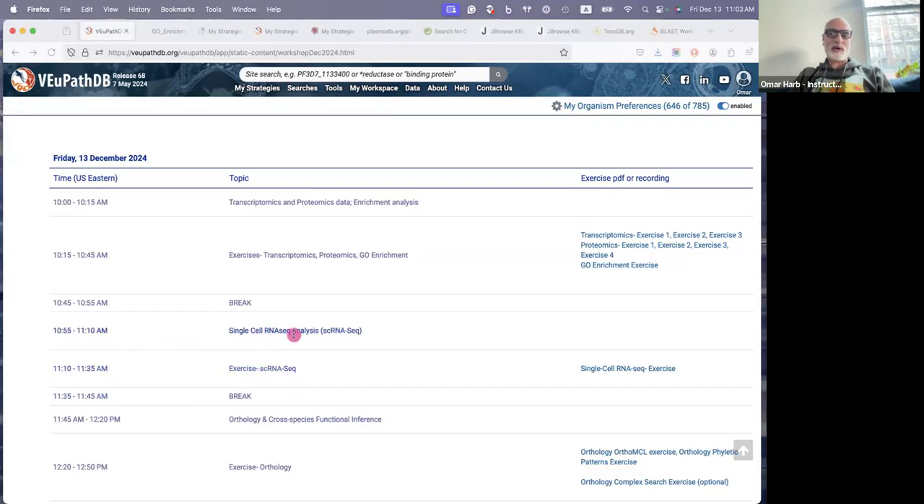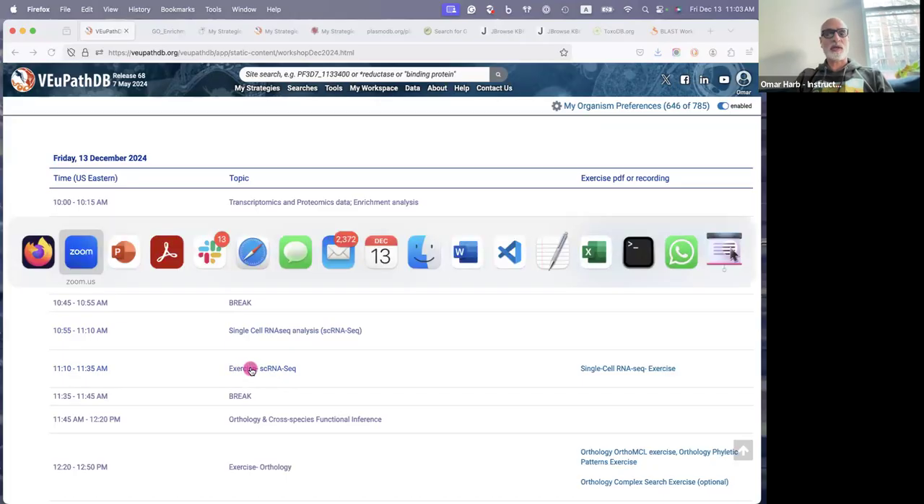I'll do a quick primer on single cell data just to make sure we're all on the same page, and then we have an exercise to explore some of the single cell data in VEuPathDB. The exercise specifically is looking in TriTrypDB, but of course, as we add more and more single cell data sets, the same tools and functionalities will be available to you in those resources.